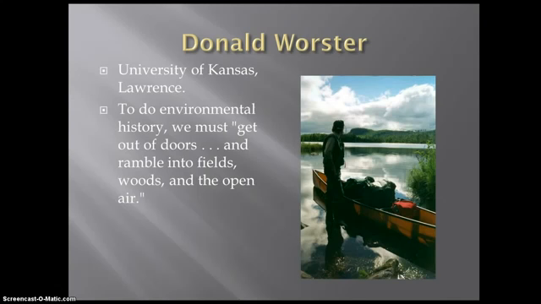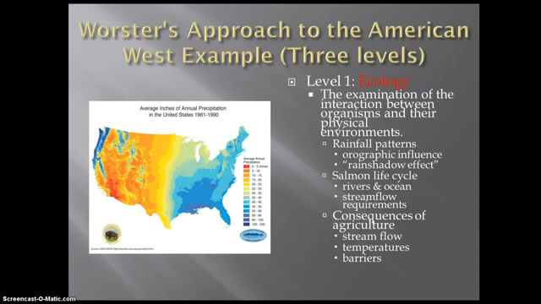So he's a big proponent of not being afraid to get a little bit dirty and get pretty close and in the trenches with the subject that you wish to explain. Okay, so 3 levels. The first of the 3 levels that Worster talks about is ecology. And so we can think about this a little bit still in the context of our Chinook salmon.